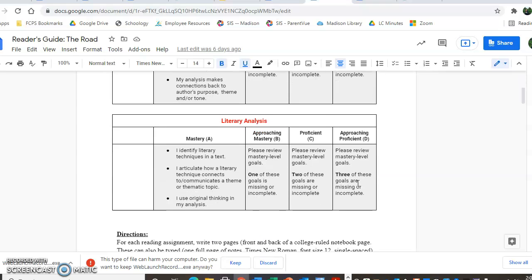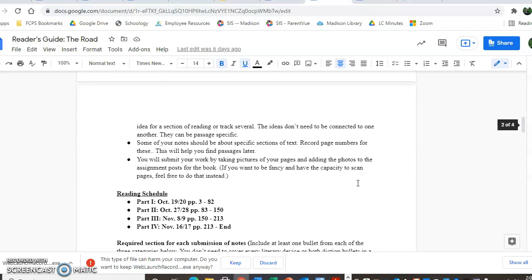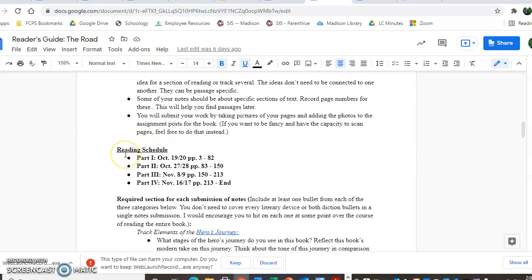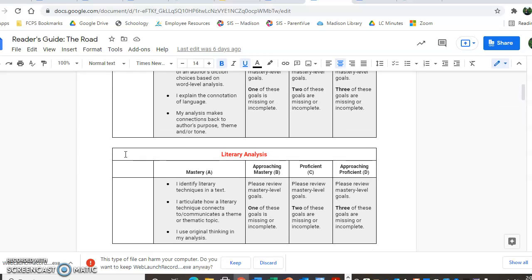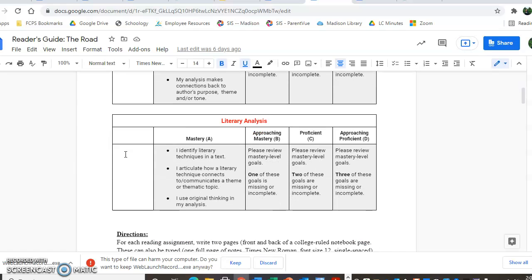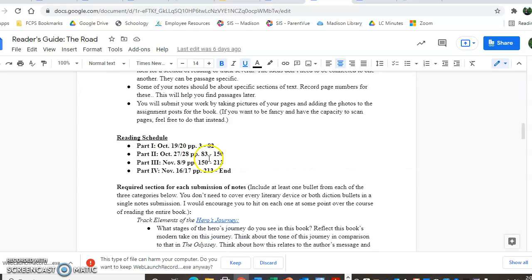So this is a literary and diction analysis practice. If you look at the reading schedule of any of our readings that have discussions and notes attached to them, I will have the breakdown of the pages and the due dates for each class. Unlike with the Odyssey, where we were just reading it and using it in class, you're going to have a little more time to read The Road. On each of these due dates, we are going to be discussing that section of the book, and the notes that you are writing are helping you participate in that discussion.